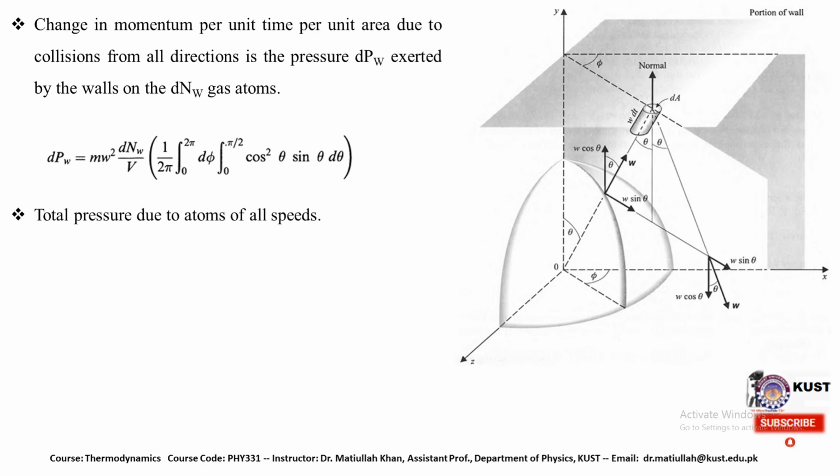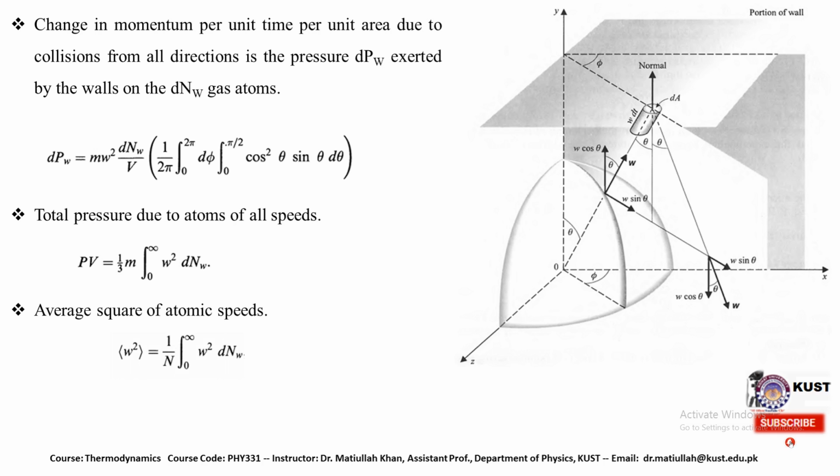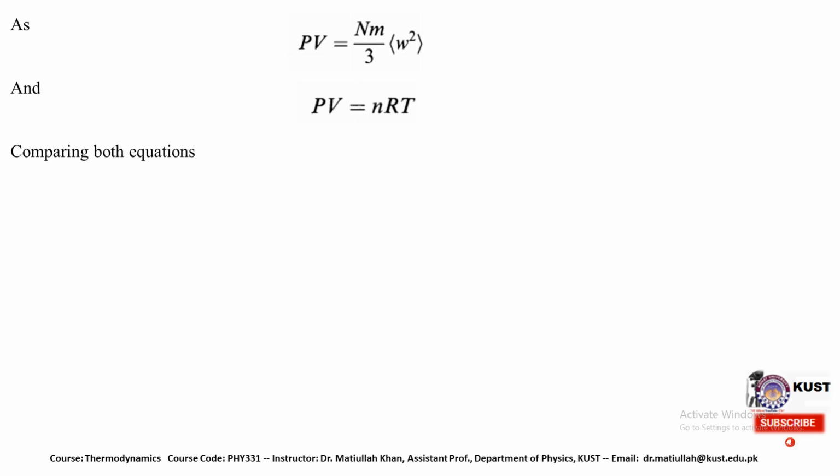So the total pressure due to atoms of all speeds could be written as PV equal to 1 over 3 m integral 0 to infinity w squared dn_w. So the average square of the atomic speed could be written in this form, and from that we can get the PV value, that is equal to n m divided by 3 times w squared average. Further, we can compare with the ideal gas equation, that is PV equal to nRT.